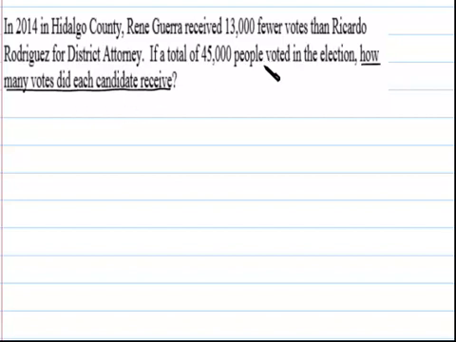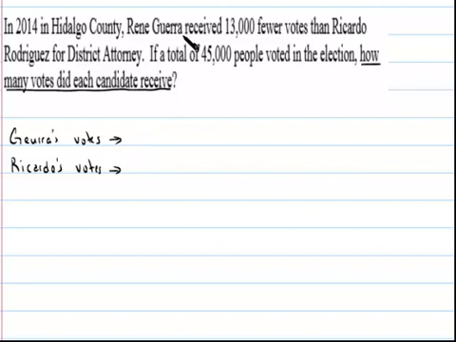I'm going to put Guerra's votes and Ricardo's votes. Since the question was how many votes did each candidate receive, that's what we're going to use to express right here. We're going to express one for each person's votes. One of them will be X. Always, this is going to be the case. One of the things you're looking for will be X.